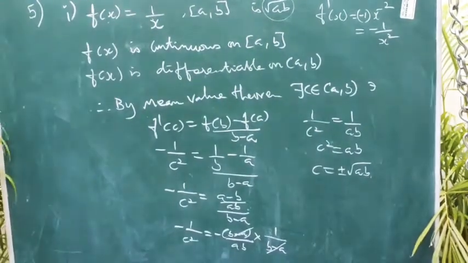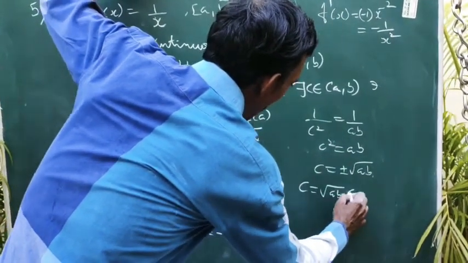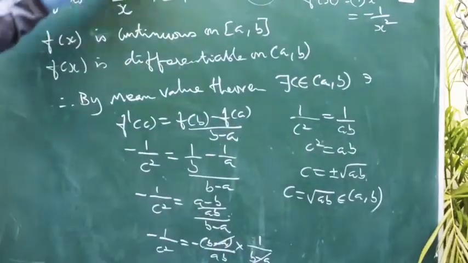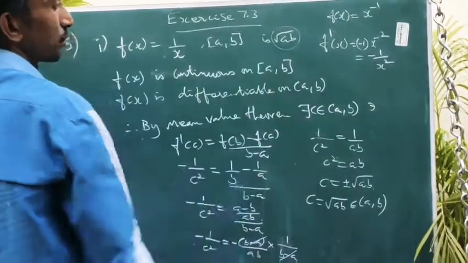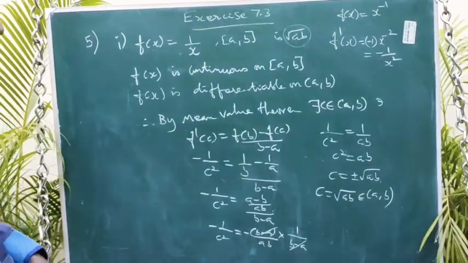Okay. But c equal to root ab belongs to the open interval a comma b. So that is the suitable value. So that is our aim. So it is the suitable value for this function according to the mean value theorem.